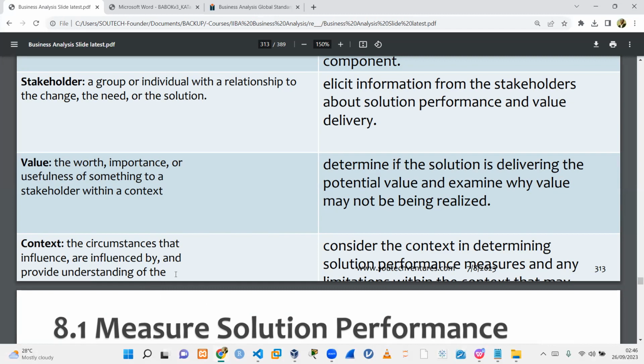So in context, we're just trying to look at everything that constitutes us making a decision, right? So environment, political, inflation, the need itself can be in the context. We're looking around our stakeholders. So everything that is going to influence, that is going to be influenced by this change.